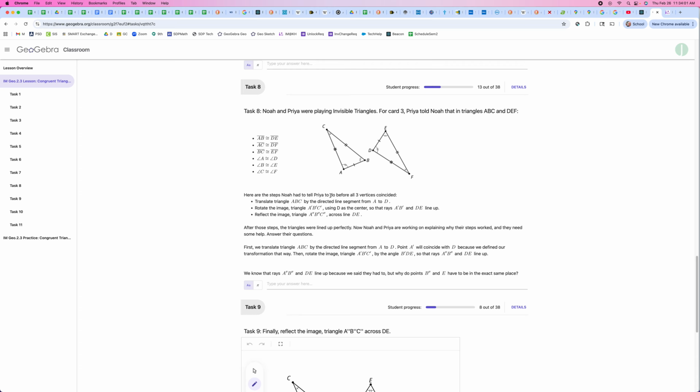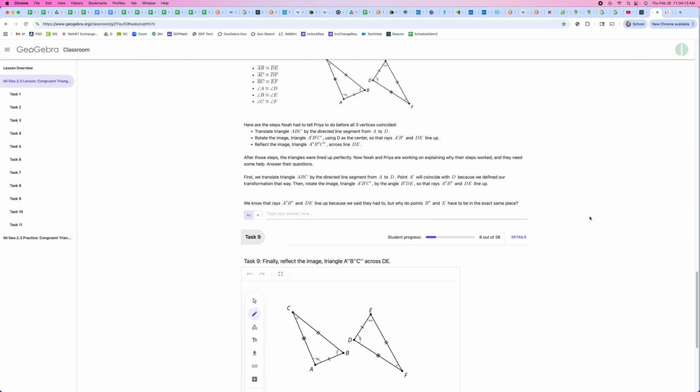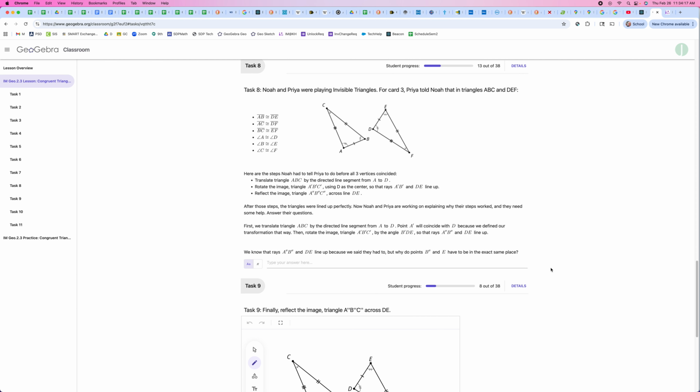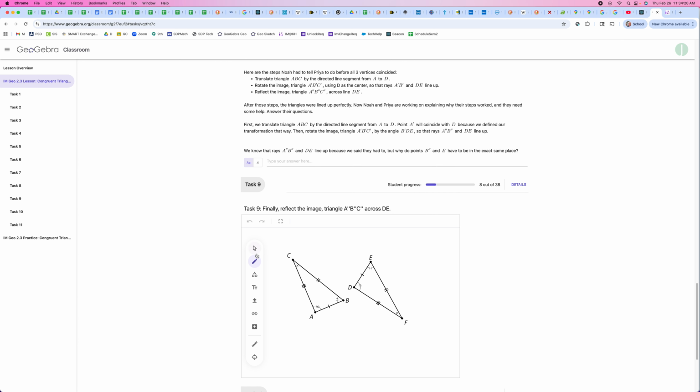And so he's trying to figure out a way to get one of them to land on the other one perfectly. Okay, so the first thing that he does, and I'm going to use this space down here to do diagrams of what happens, is he translates triangle ABC by the directed line segment from A to D.